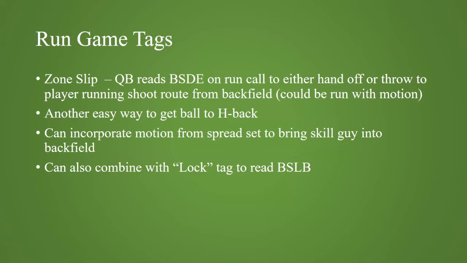Again, as I mentioned, you can incorporate motion from a spread set to bring a skill guy into the backfield, right? So if you've got a speedy little slot receiver, you can actually motion him into the backfield and snap the ball as he's coming across, before the defense has maybe time to rotate to whatever their check might be. And then you can also combine this with the lock tag to read the backside linebacker. So there's actually a couple of variations of this that you can run depending on what you want to accomplish.